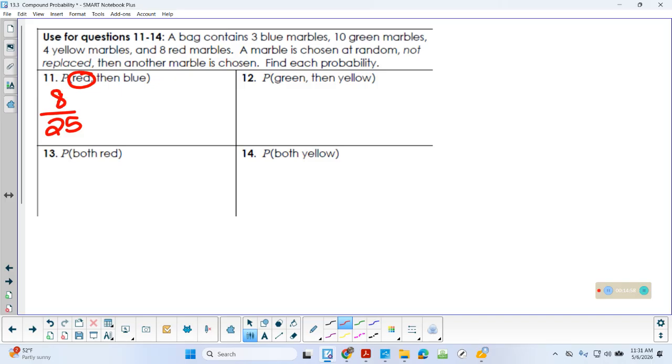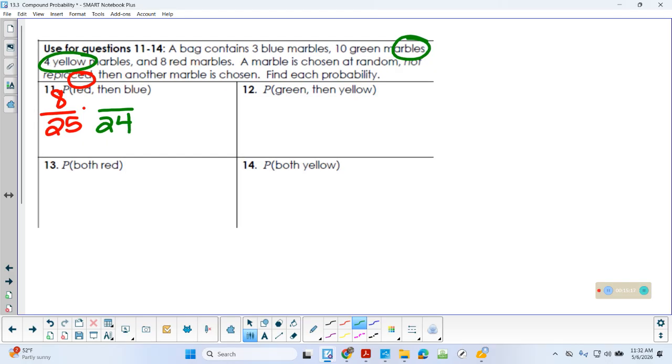How many red marbles are there? 8. We're multiplying. Now, key phrase here: marble drawn at random, not replaced. So I drew a marble out of the bag. How many are left for me to pick from now? 24. Because I didn't put that original one back in. Okay, just read it. How many of them are blue? 3. Okay, so you can multiply, do all the stuff. You end up with 1 out of 25.